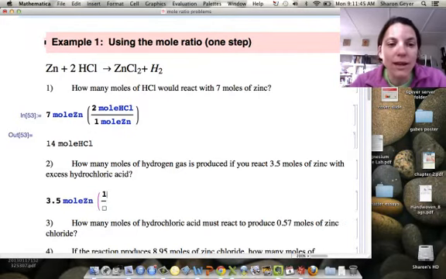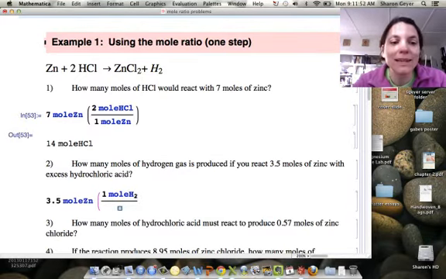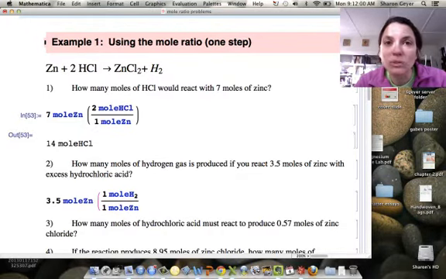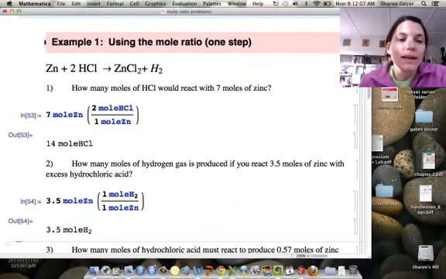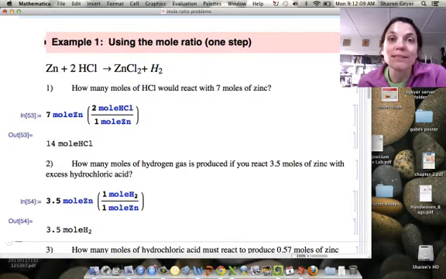All right, so we want H2 on the top. So I'm going to put moles of H2 on the top, and we want to cancel out moles of zinc. Well, 1 mole of zinc. Remember, the conversion factor we're using is the mole ratio from the balanced equation. So those coefficients, that's where they come in. And ta-da, our answer is indeed 3.5 moles of H2.